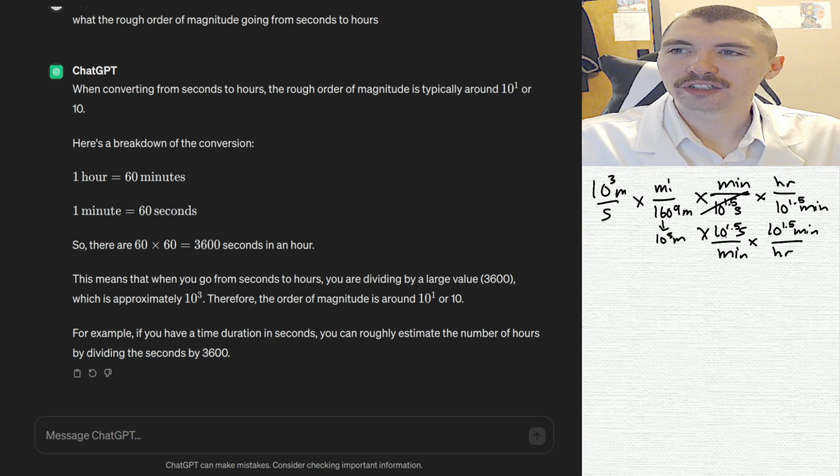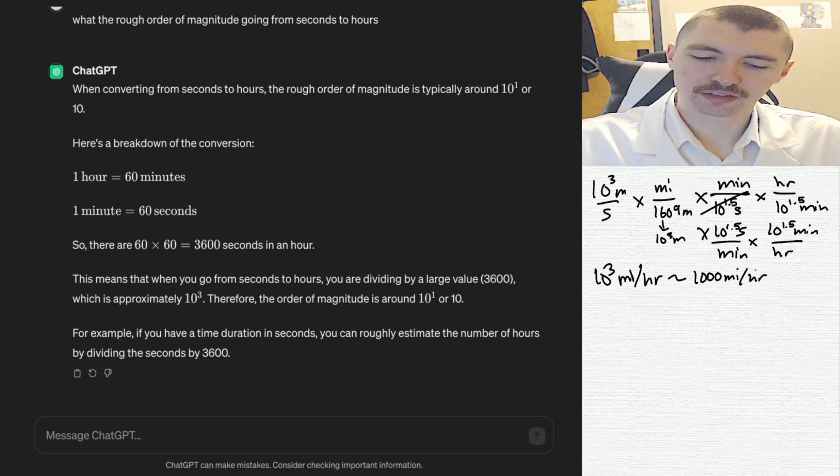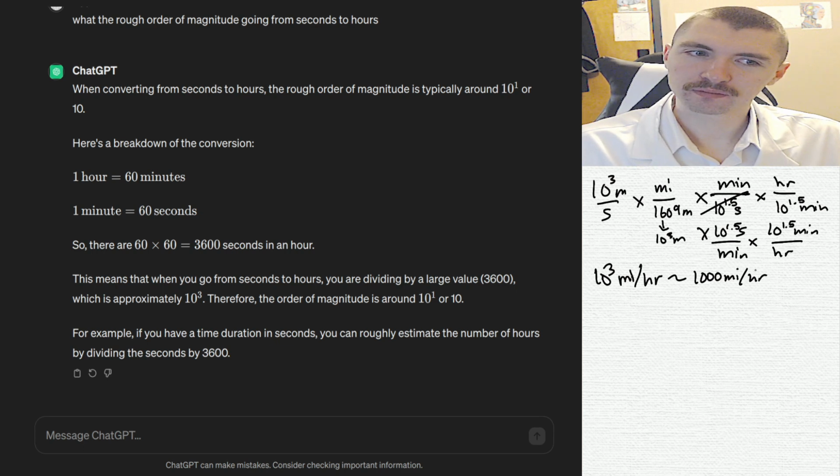Okay, so if we do this, then seconds cancel out, minutes cancel out. We're left with 10 to the 3 miles an hour, which is around 1,000 miles an hour, and that's a little better. So from here on, 60 seconds, we're going to estimate it as 10 to the 1.5. So I hope this is close. So we're kind of assuming 10 to the 1 half.